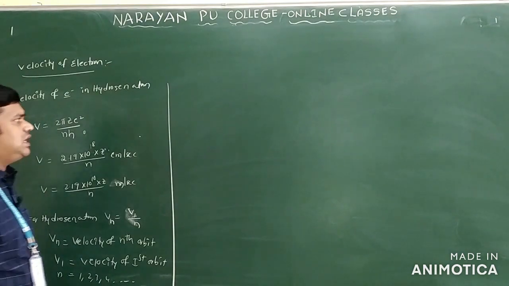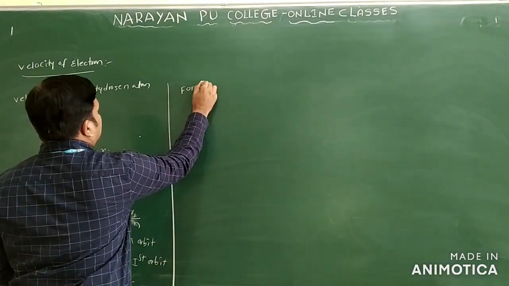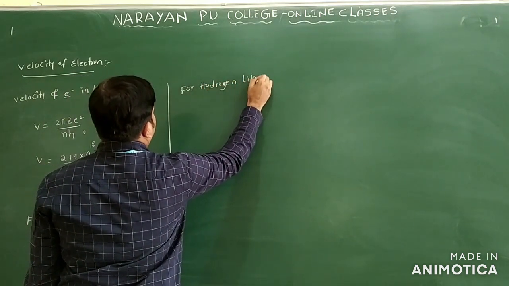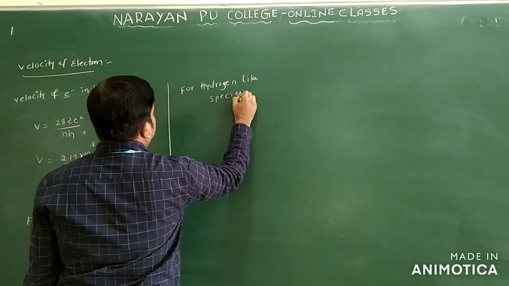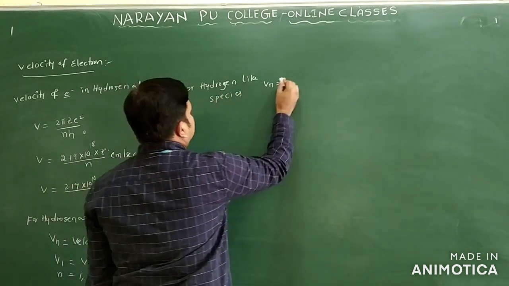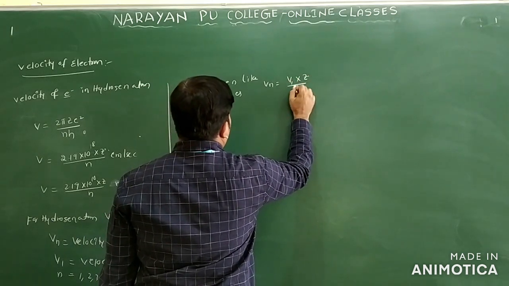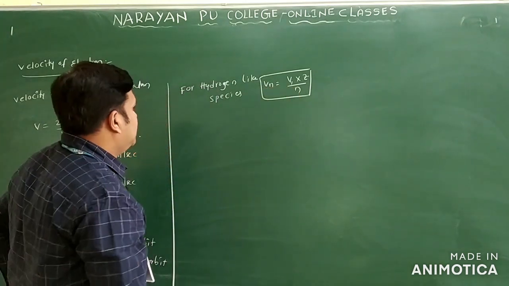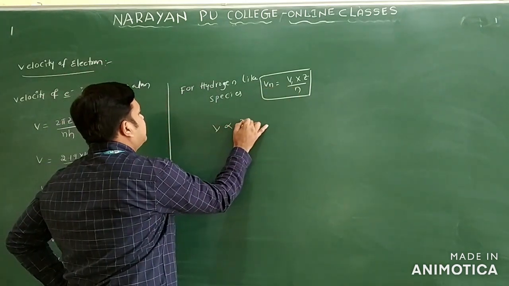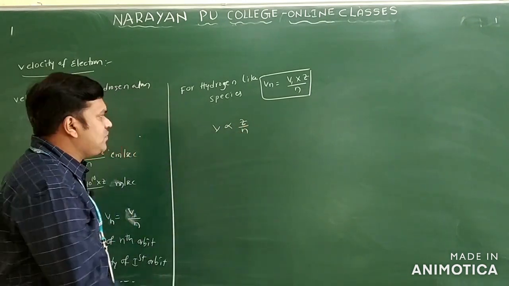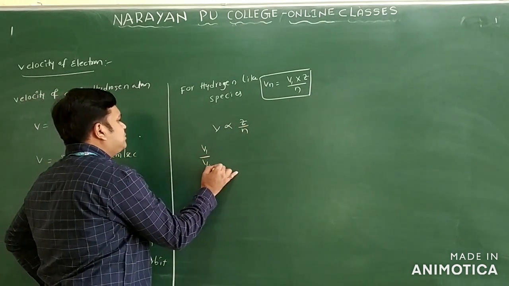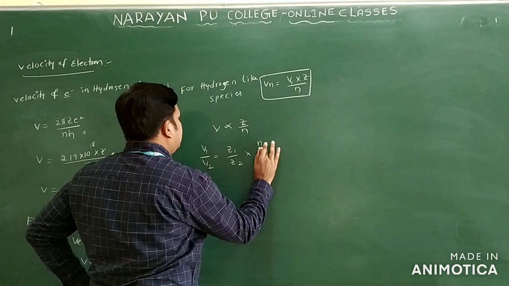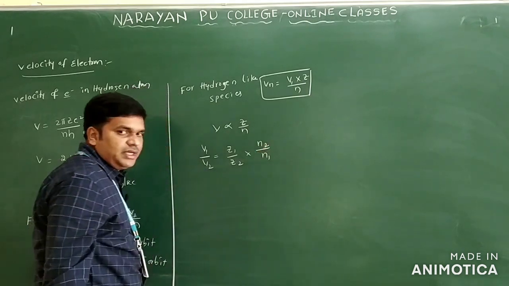For hydrogen like species, you write Vn is equal to V1 into Z by n. From this, V is directly proportional to Z by n. You can write V1 by V2 is equal to Z1 by Z2 into n2 by n1.